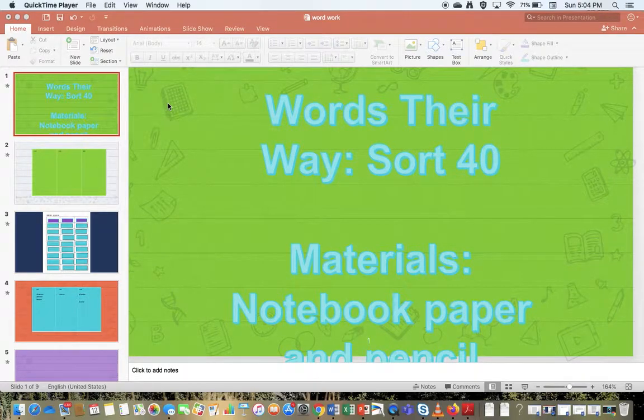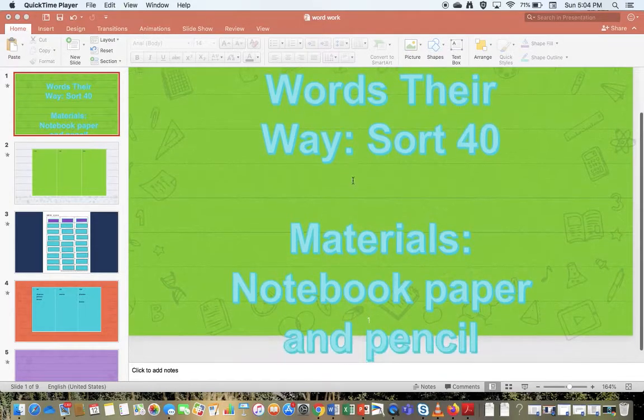Words Their Way, Sort 40. For this activity, you are going to need a sheet of notebook paper and a pencil. So if you don't have that, please pause the video and go get notebook paper and a pencil.